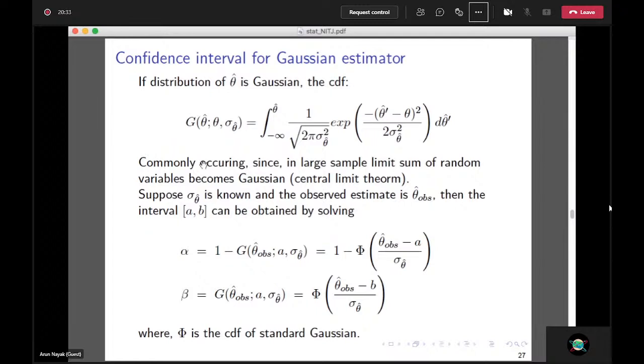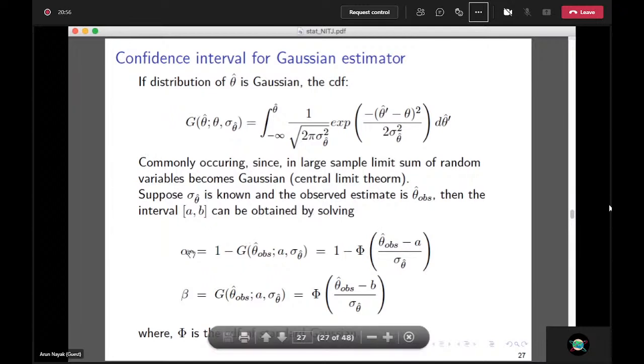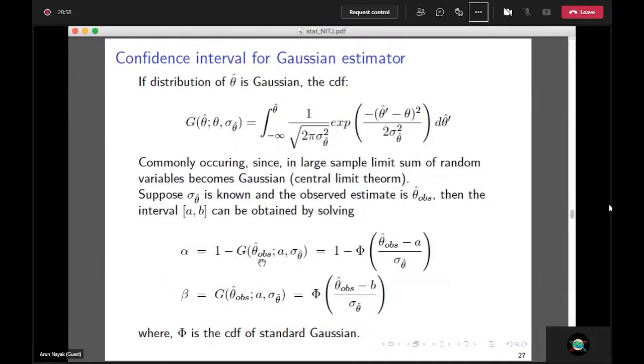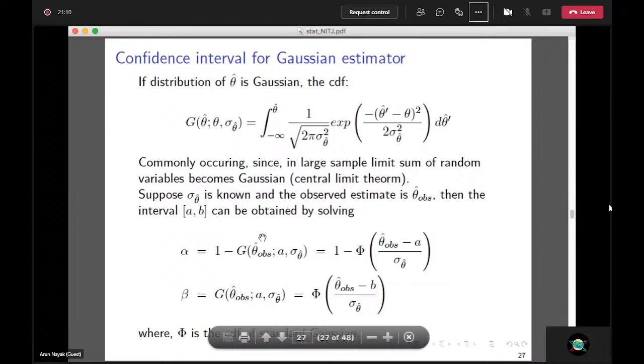Now suppose the variance, or sigma, of theta hat is known, and we observe some estimate, theta hat observed. Then we can calculate the interval A and B by solving this set of equations. Alpha will be 1 minus g of theta observed, assuming A is the true value of the parameter, which you can write as 1 minus phi, where phi is the CDF of the standard Gaussian.